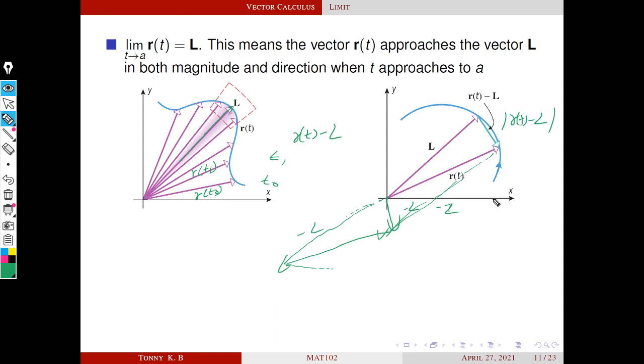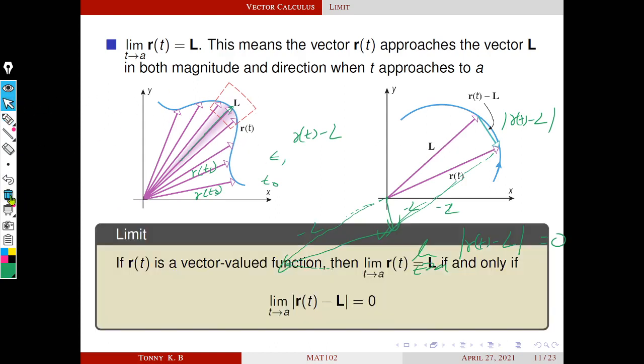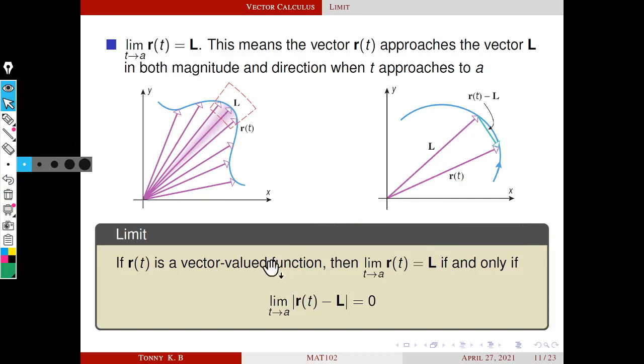So the mathematical definition of this concept is limit t tending to a of modulus of r of t minus l equal to 0. So this limit is tending to 0. This limit is 0 means automatically this vector r of t is very, very close to l. That's the idea. So this is the mathematical definition of the concept limit of a vector valued function.